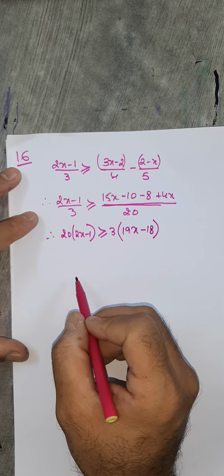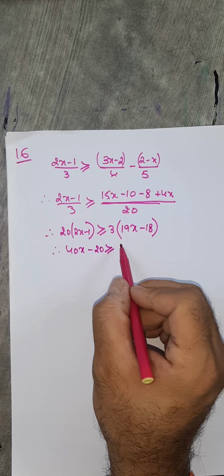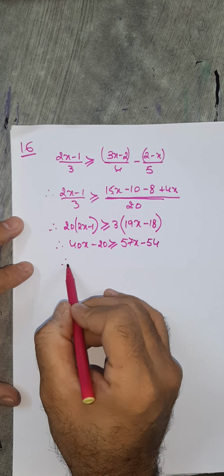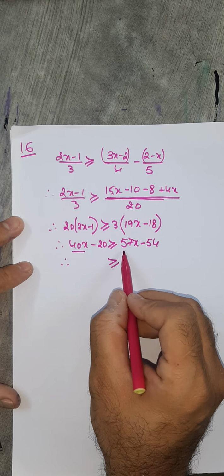Okay, so this would be just here 40x minus 20 is greater than or equal to, what about this? Here 57x minus, here 18 into 3, 54. So now I'll take 40x on the other side. So this would be 17x, 54 this side.